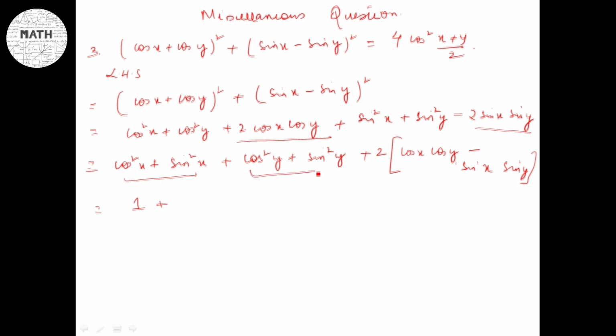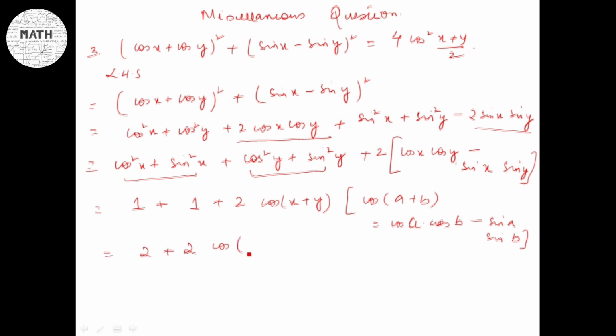Alright, so the value for these two happens to be nothing more than 1. Similarly, the value for these two happens to be 1 plus 2, and for this one, cos a plus b, the value would be cos a cos b minus sin a sin b. So same thing, the answer will be cos x plus y. Alright, so I will get the answer 2 plus 2 cos x plus y. So what can we take common? 2, so what will we get? 1 plus cos x plus y.